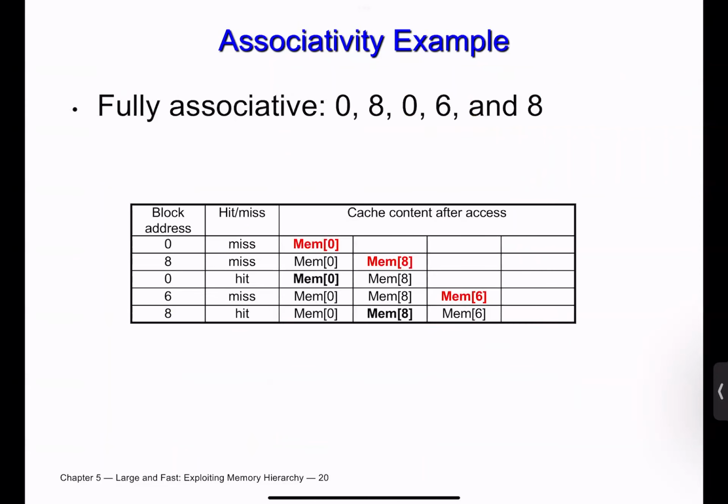How about this fully associative example? When I have all of the locations available to me, there are no restrictions. So memory of 0 can park either here or here or here or here. But when I went, I didn't find memory of 0 in any of these locations, so I missed. I will bring memory of 0 from the main memory, and I can copy memory of 0 to any of these locations.